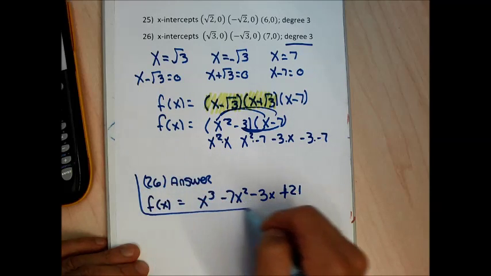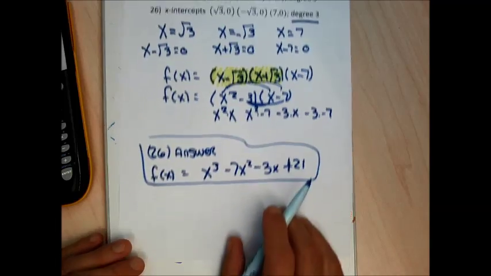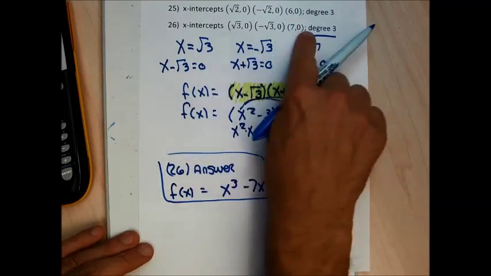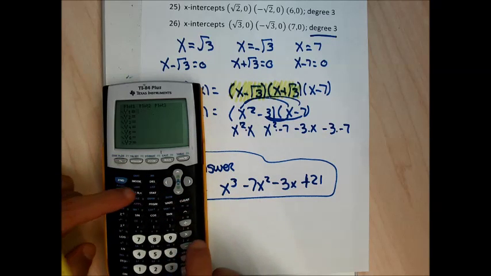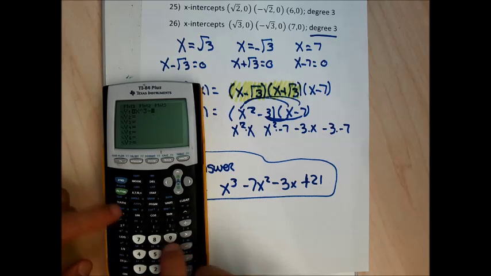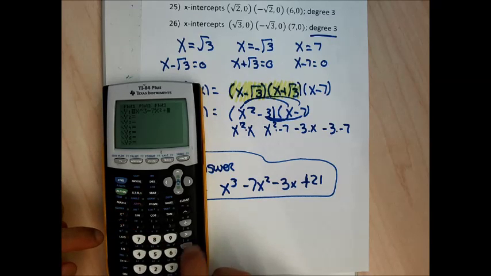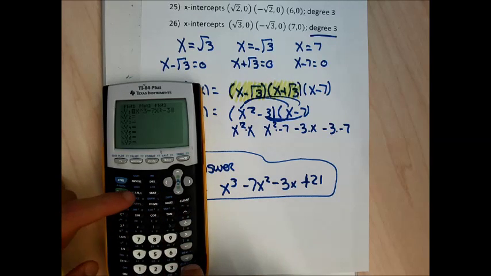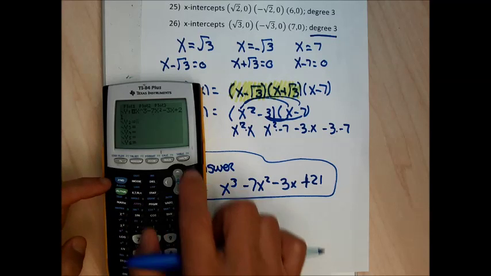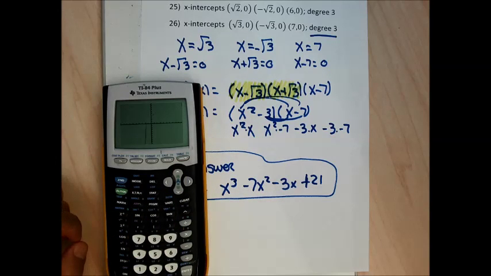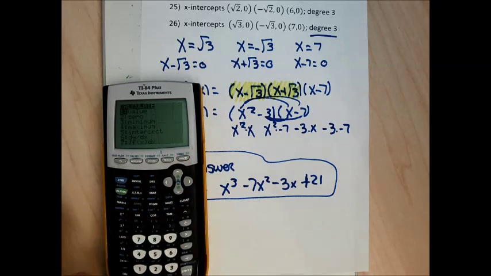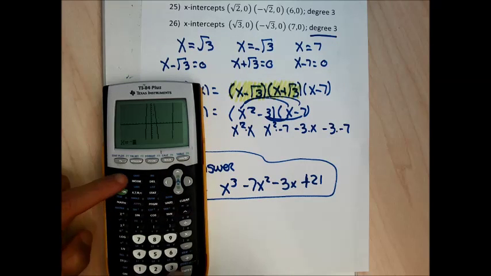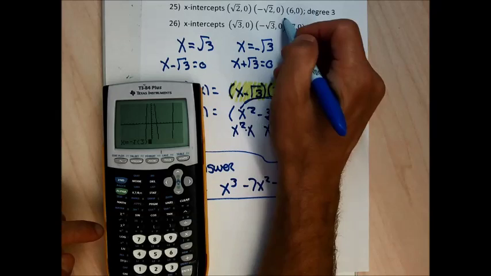I claim that this is my answer to problem 26. Let me graph it and make sure that each one of these is an x-intercept. So y equals x cubed minus 7x squared minus 3x plus 21, graph it. I don't need to see anything but x-intercepts. Let me make sure that this right there is that x-intercept by going second calc value negative square root of 3. I'm checking this one right now.